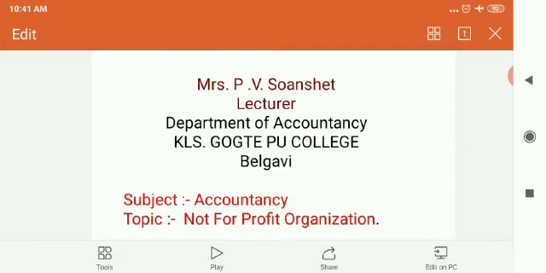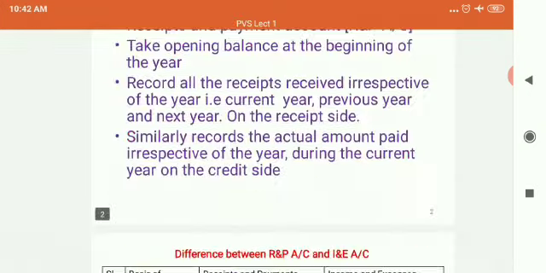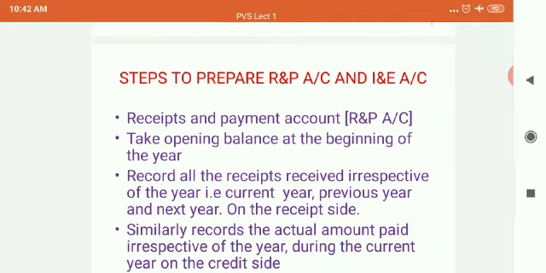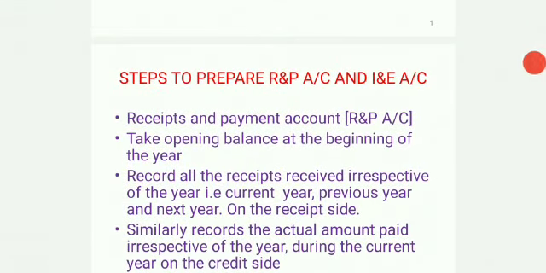In the earlier class, Savitri Madam told you about the meaning and examples of not-for-profit organizations. She has even told you about the financial statements to be maintained by not-for-profit organizations. Now I will start with the steps to prepare the income and expenditure account and the receipts and payments account. First, we will look into the receipts and payments account.